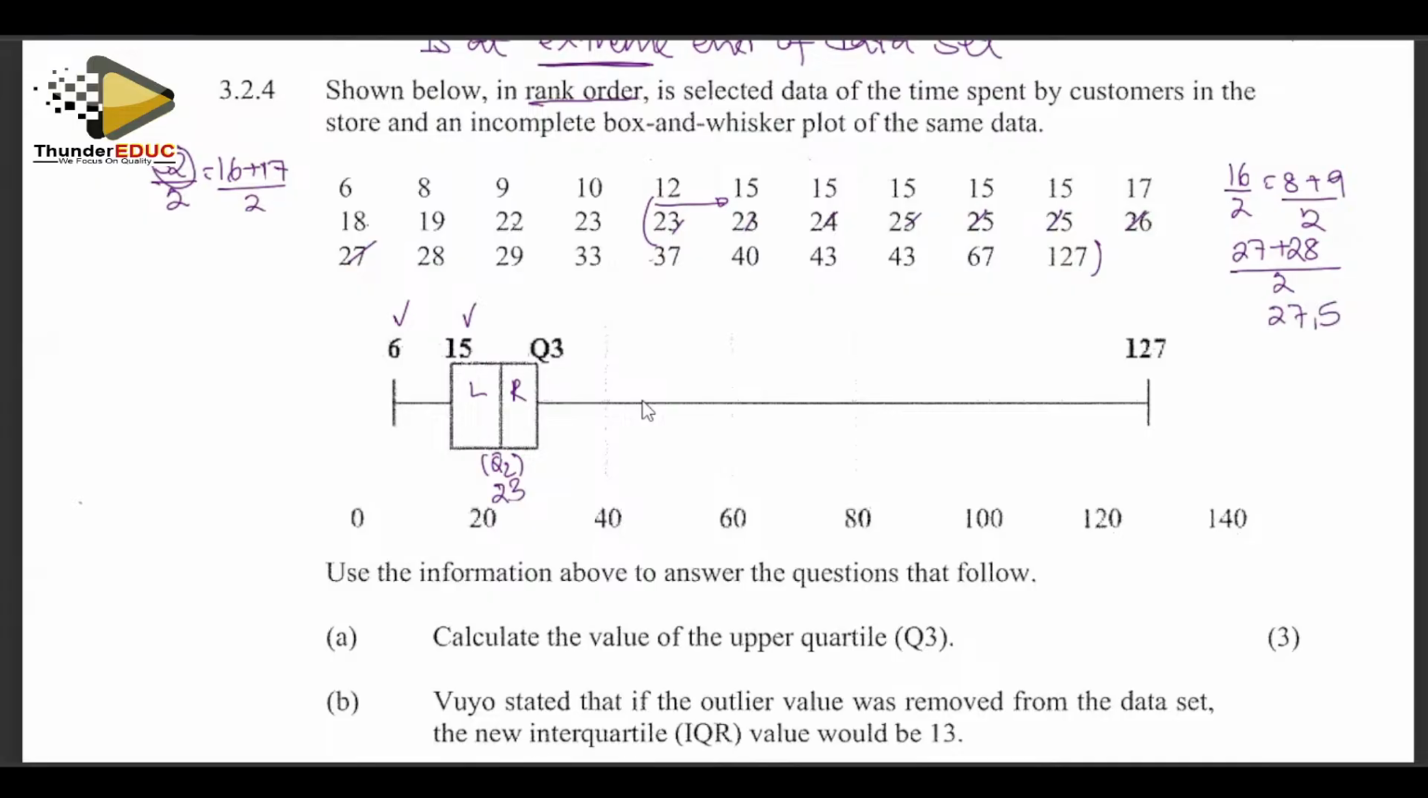So the value of Q3 is 27,5. Please, you show how you got it, because these are 3 marks. 16, I said 1, 2, 3, 4, 5, 6, 7, 8. So these are the 2 numbers that will remain. I will add them and I will divide by 2. Remember, quartiles are medians.